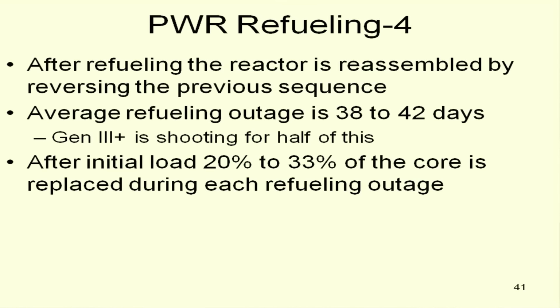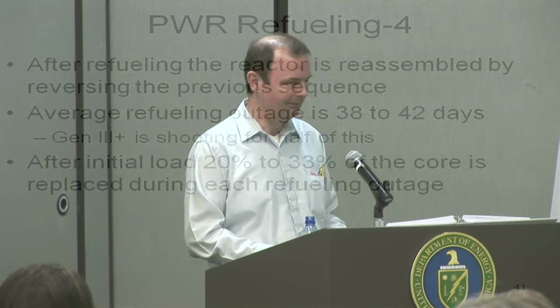33 is probably more of a historical number, and now more and more the reactor is going to be at the 20%, because they're leaving the fuel in longer and burning it up more, so less has to come out.